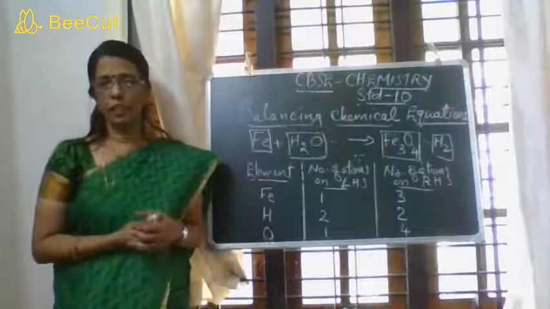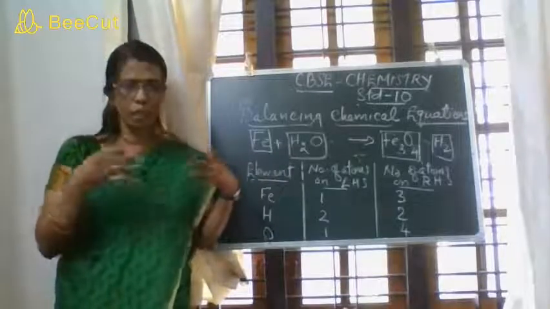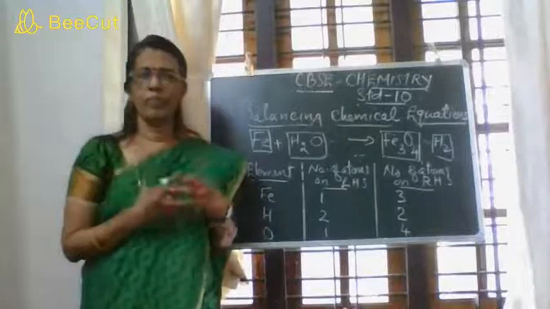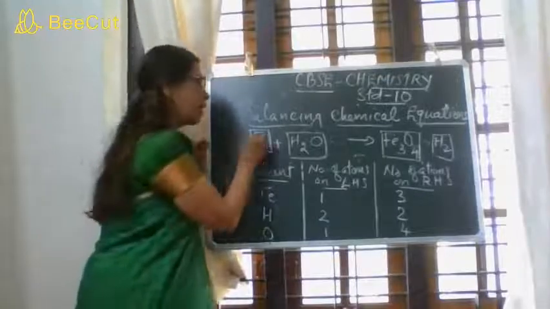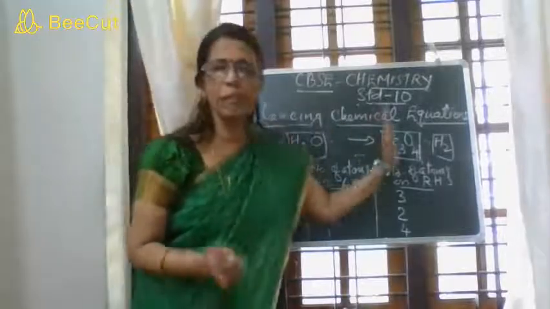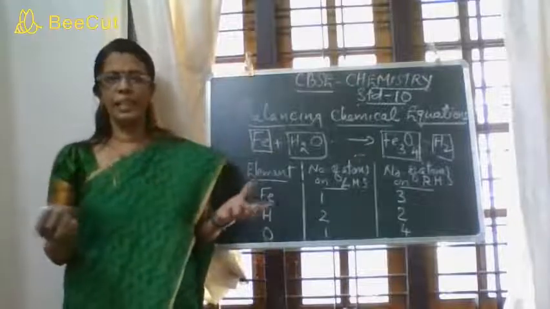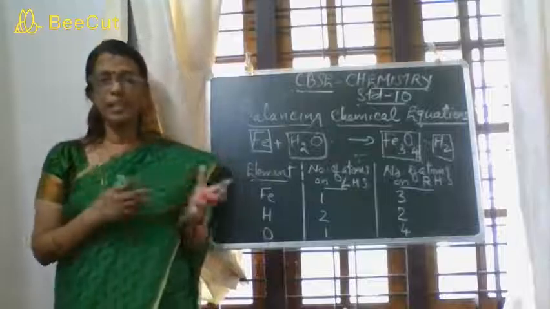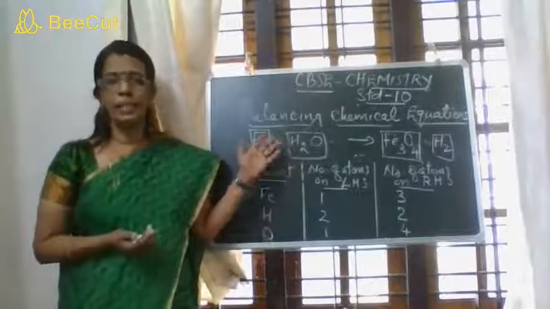What is the purpose of this? Because we should not change anything inside. We should not put any number inside. We only have the freedom to put some numbers or change some numbers in front of the formula or symbols. In front of the formula or symbols, we can put other numbers or change the number like that. That method is called the trial and error method.